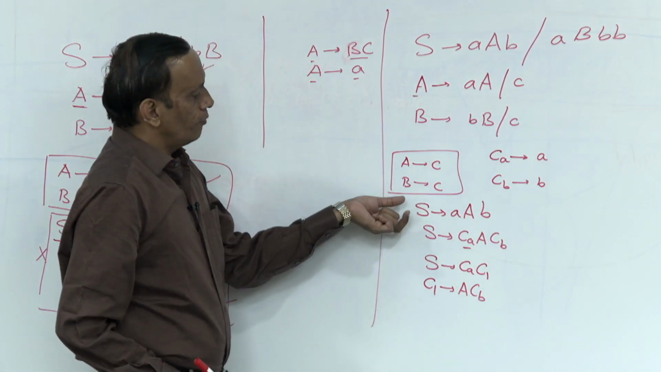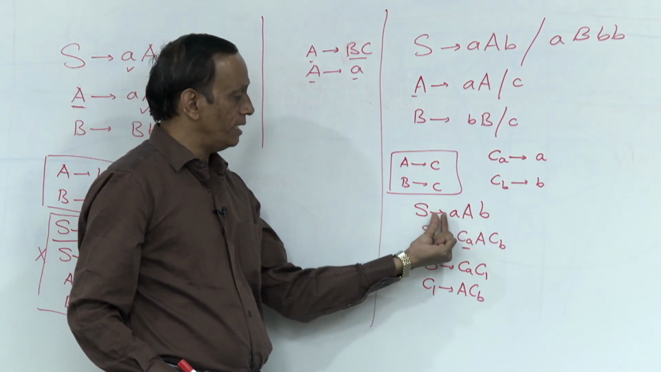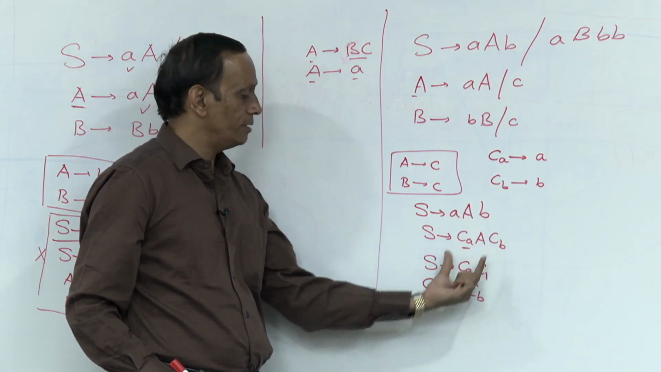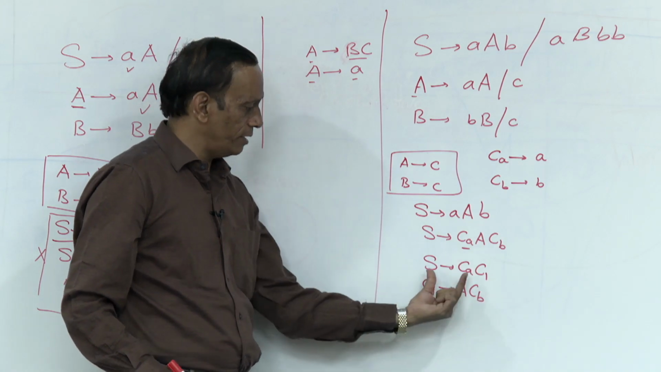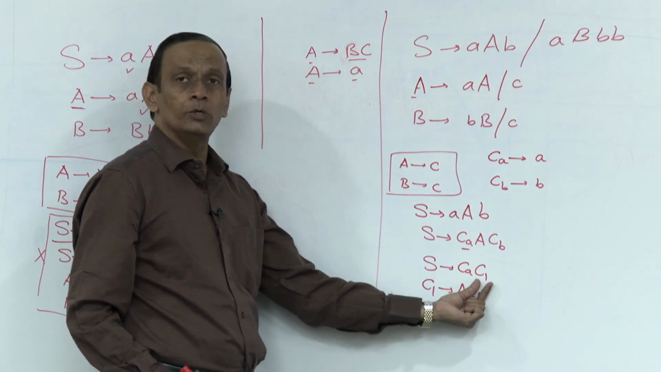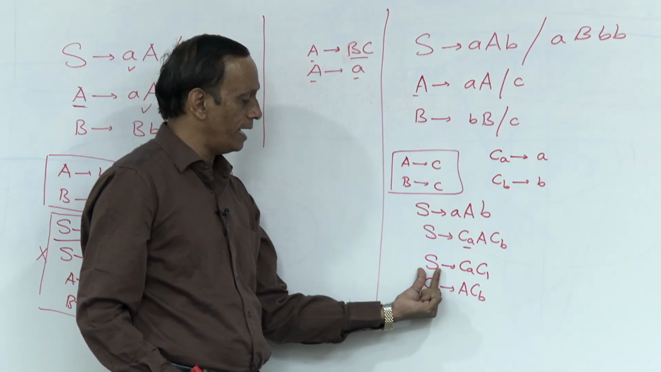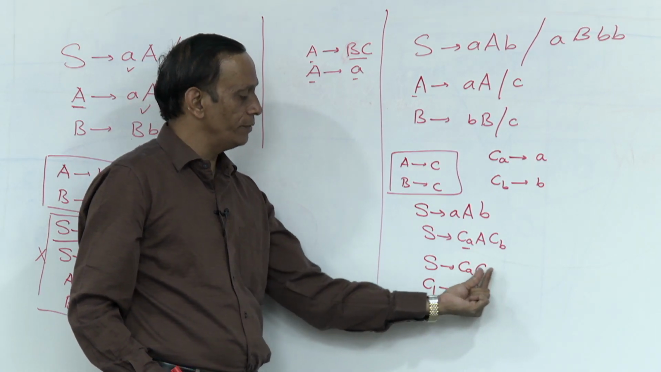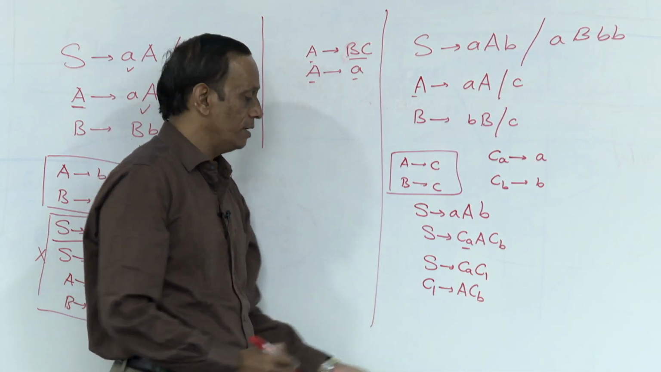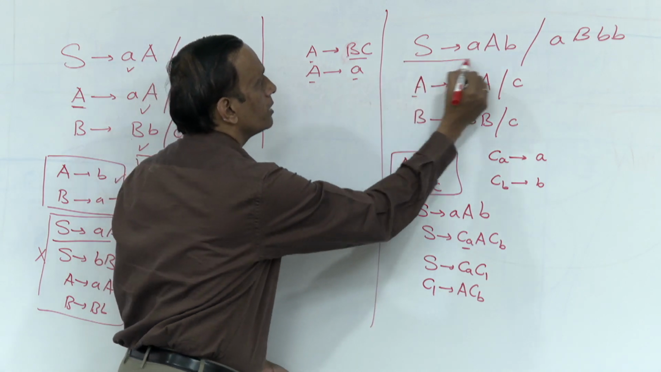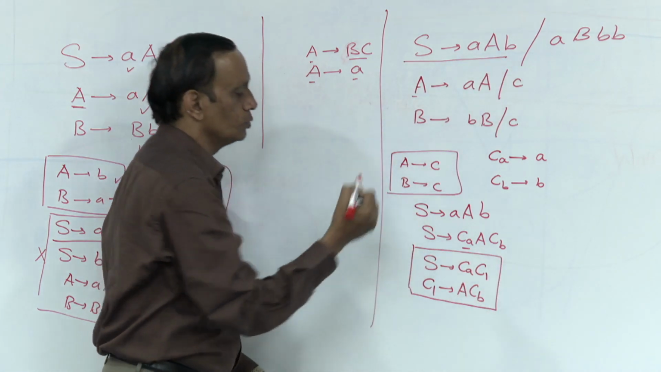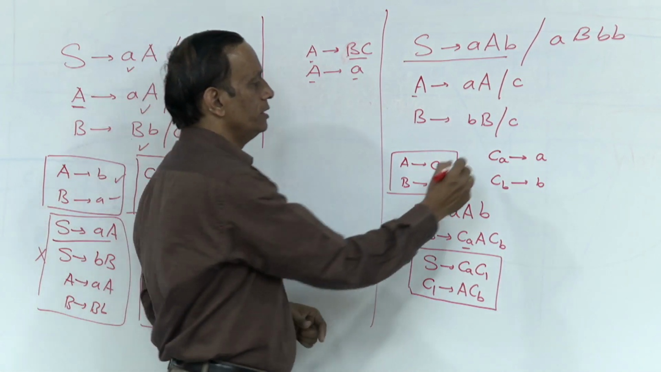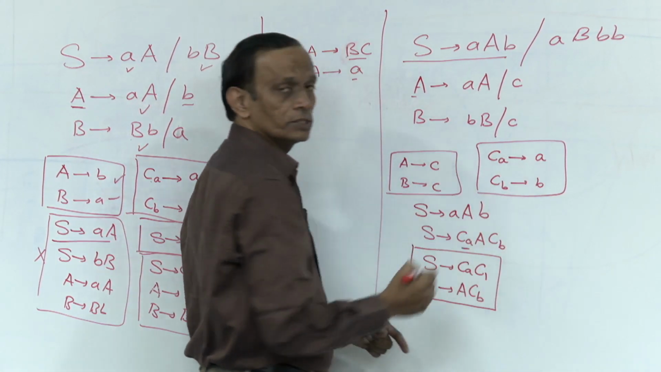So ultimately, the production that was given to me as S gives small a, capital A, small b, is converted to S gives CA, A, CB. Then in turn I introduced one new variable called C1, and I rewrite it as S gives CA, C1, and C1 gives this remaining part. So ultimately this production was converted, and I got these two new productions along with these two newly introduced productions for the terminals.